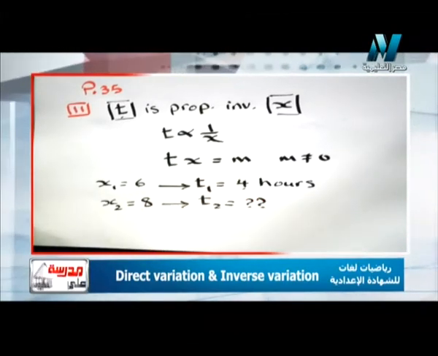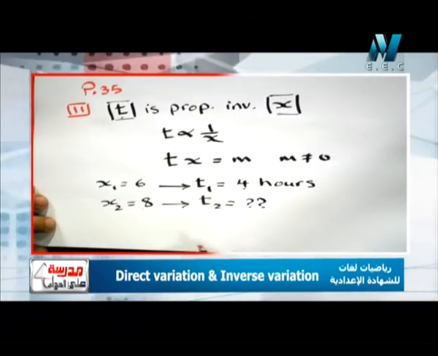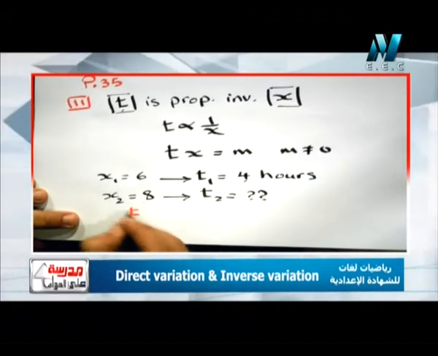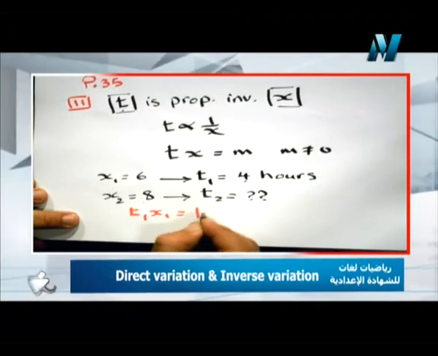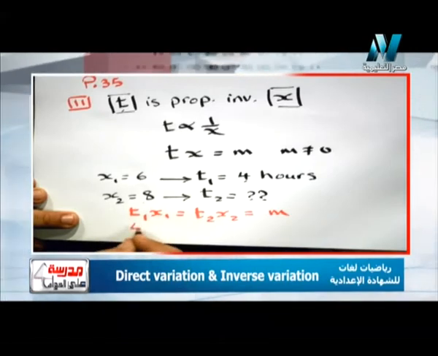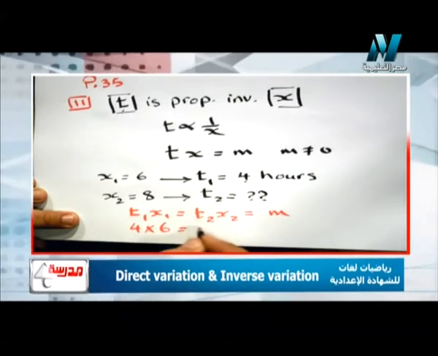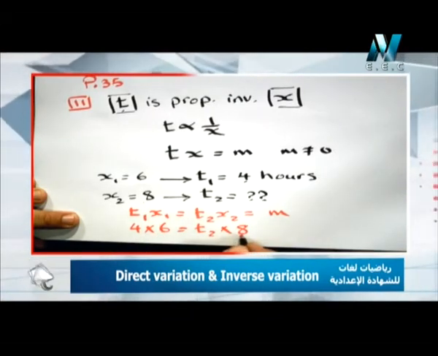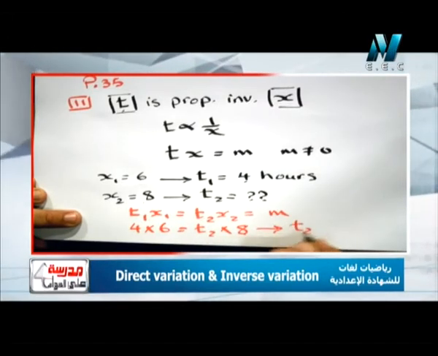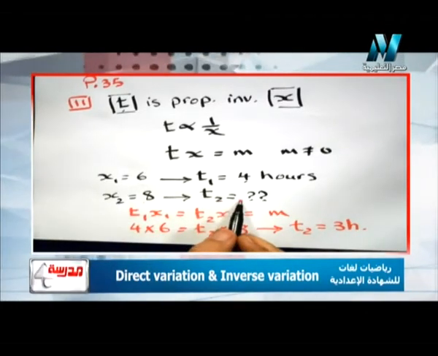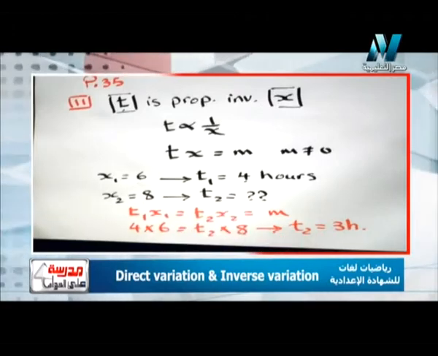Can I, Mr. Ashraf, work with another rule, T1 x1 equals T2 times x2, equals m as well? Of course, I can work with any rule in variation. T1 x1 equals T2 times x2, and both of them equal m. T1, which is 4, times 6 equals T2, which I don't know, times 8. And 6 times 4 is 24, divided by 8, the answer of T2 is 3 hours. So 8 workers will finish their work in 3 hours, whereas 6 workers finish in 4 hours. This is a very nice life application.